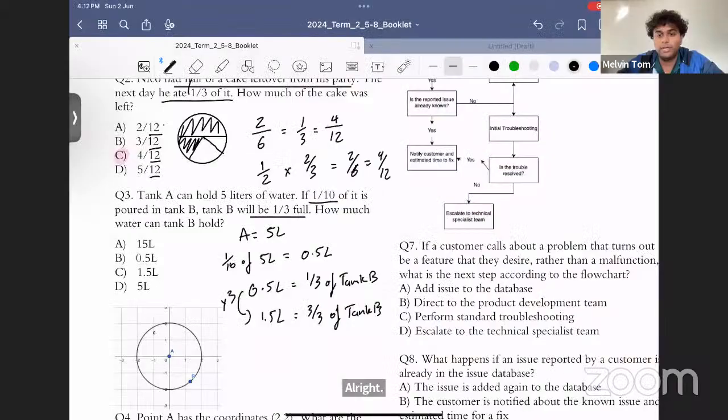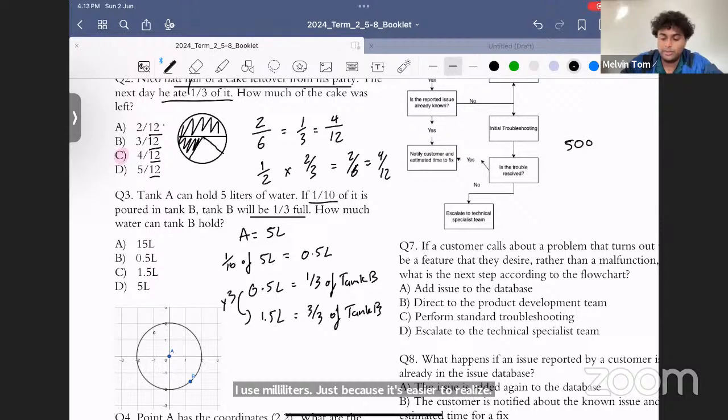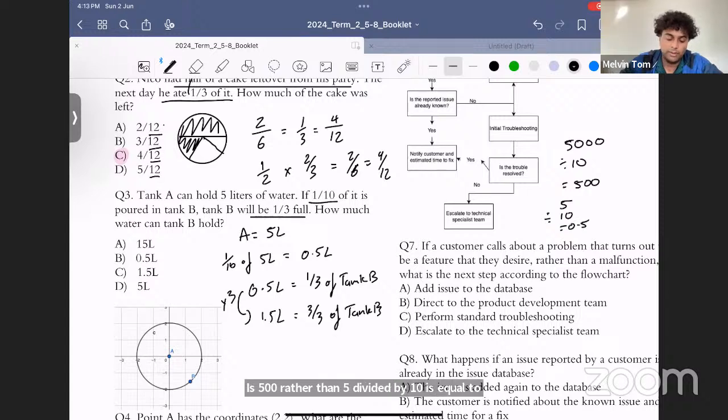All right. So, good question. Someone asked me, can you do it with milliliters instead of liters? Absolutely. I think when I explained this in the Wednesday class, I used milliliters just because it's easier to visualize. By visualize, I mean it's so much easier to know that 5,000 divided by 10 is 500 rather than 5 divided by 10 is equal to 0.5. So either way works.